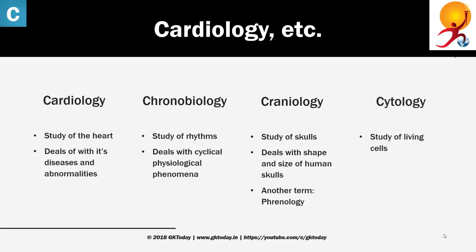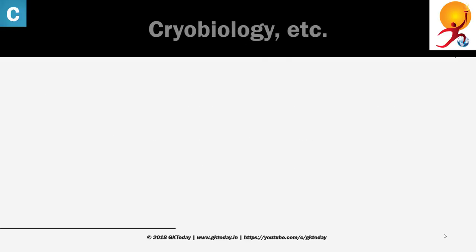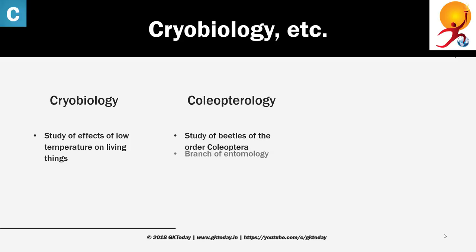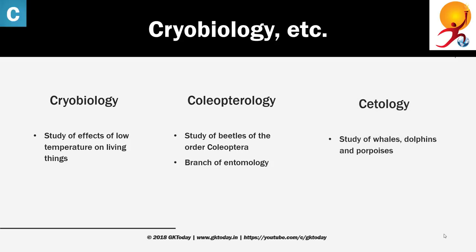Cytology is the study of living cells and is also known as cell biology. Cryobiology is the study of the effects of low temperature on living things. Cryo meaning low temperature. Coleopterology is the study of beetles of the family Coleoptera. It is a branch of entomology, which is the study of insects. Cetology is the study of whales, dolphins, or porpoises, which are all mammals that live in water. It's a branch of zoology.